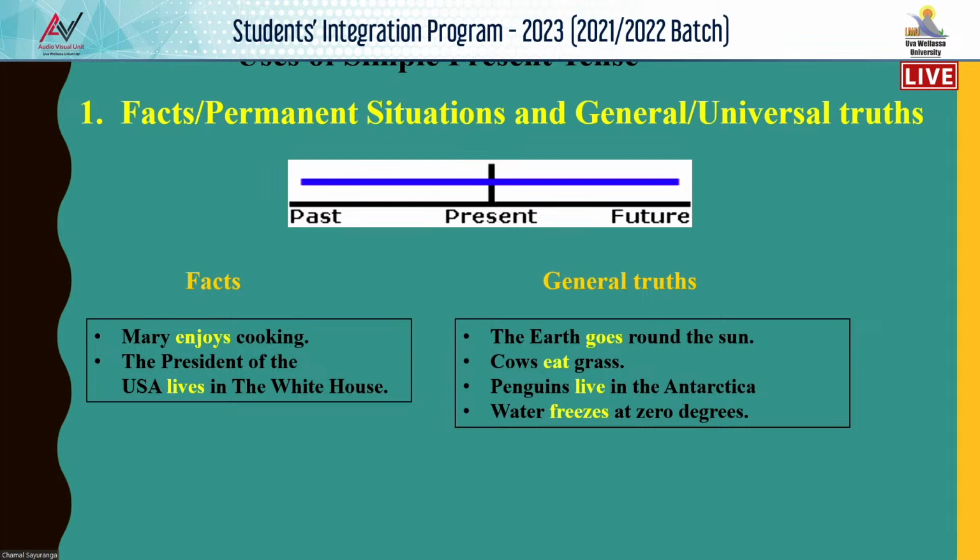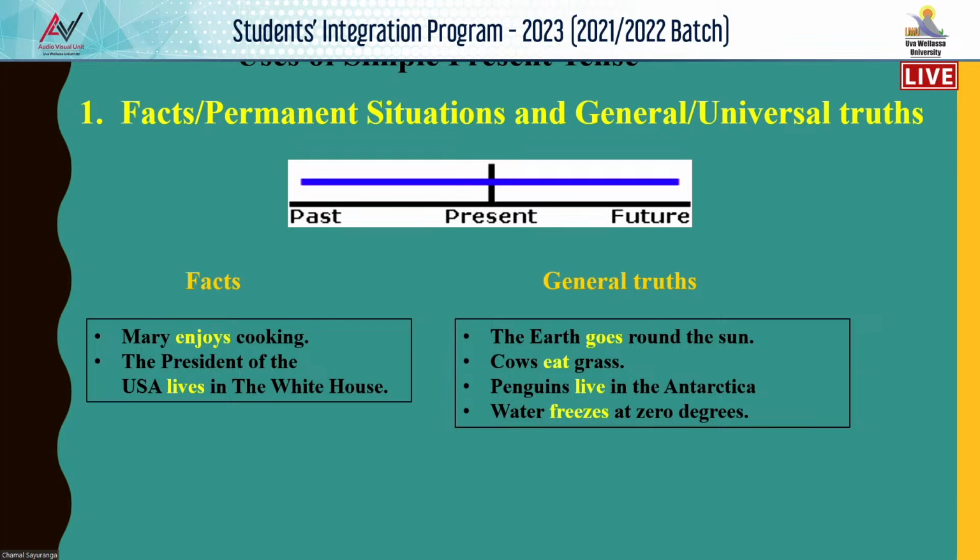There are different usages of simple present tense, so I am going to explain them one by one. The first usage is to talk about facts or permanent situations and general or universal truths. For example, facts. Mary enjoys cooking. Mary, subject singular, enjoys, s is there because Mary is singular. It is a fact because it is something that Mary likes to do. Her habit, right? Mary enjoyed cooking in the past, and also in the present she enjoys cooking. In future also she enjoys cooking. It is something related to Mary, her habit. It is not going to change, right?